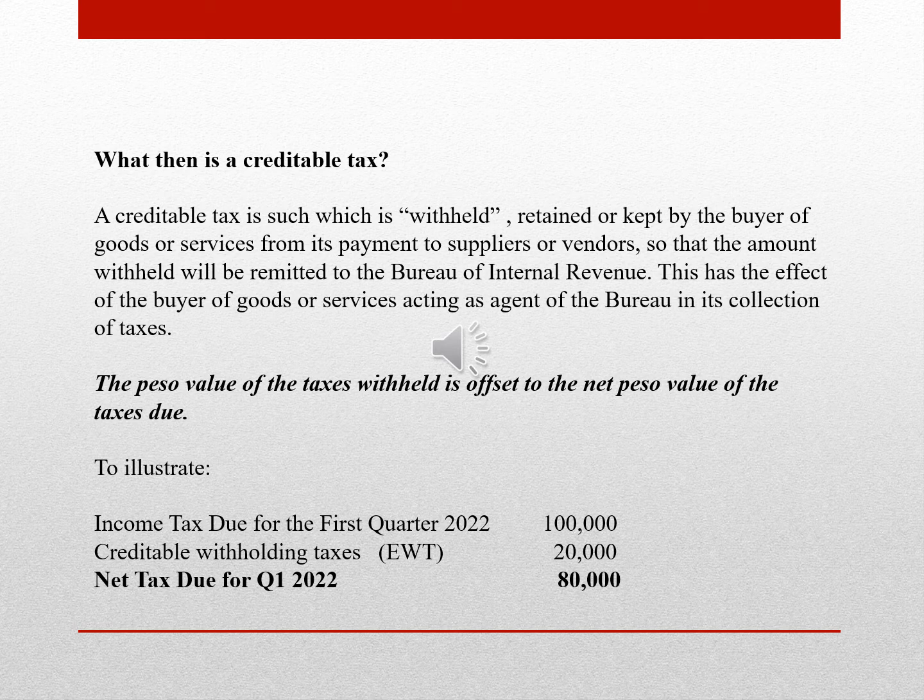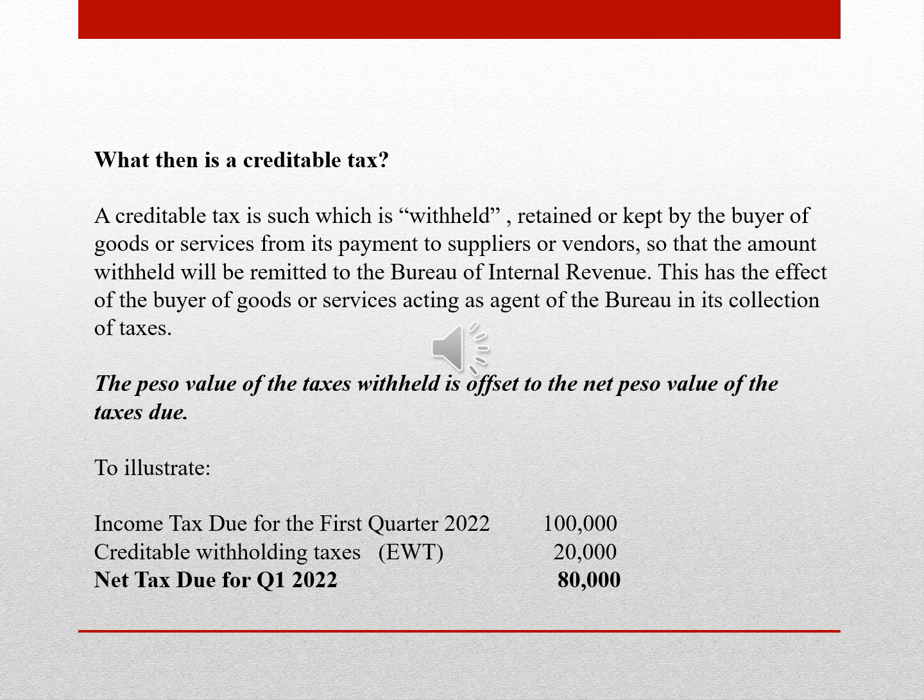So kung ang babayaran mo for the asset purchase or expense payment mo is 200,000, and then 1% on is 2,000 pesos, you remit 198,000 dun sa supplier or sa vendor, and then the 2,000 you gave it to the BIR.